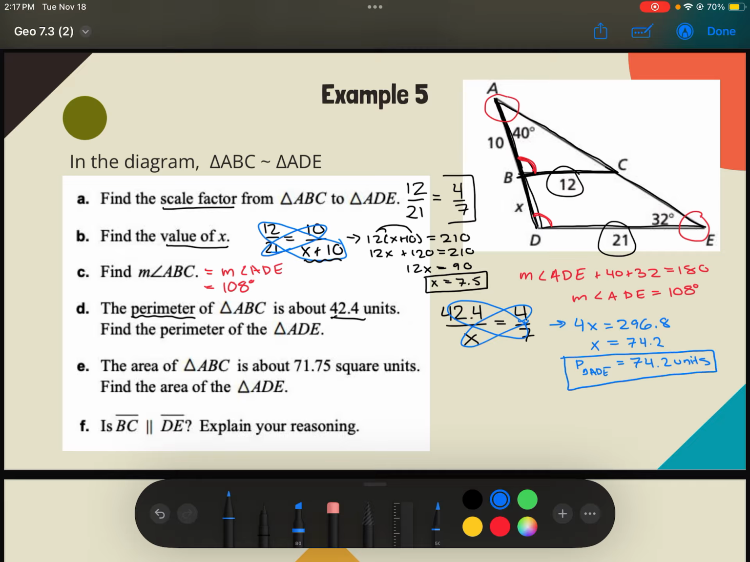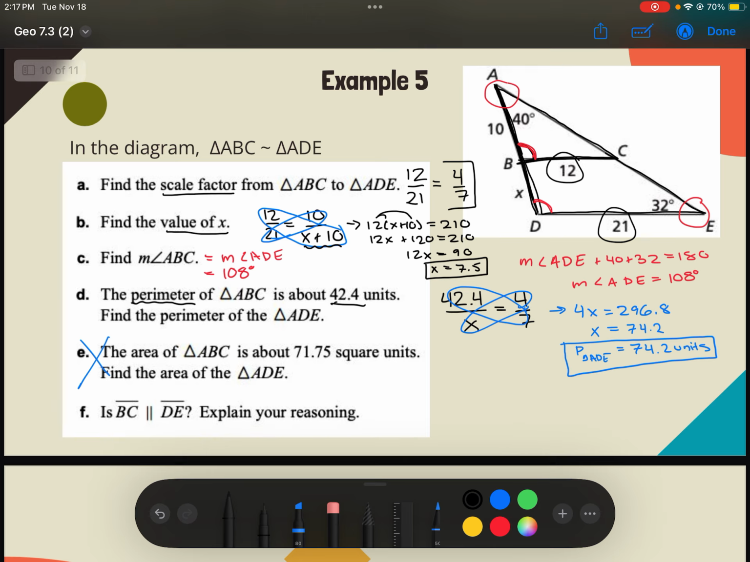Alrighty, I'm going to actually skip part E. That's something that we're going to talk about a little bit more in some future sections. So we'll get there when we get there. But if I'm squaring stuff, it's going to look a little bit different. So we're just going to skip that one for today. We'll move on to F.